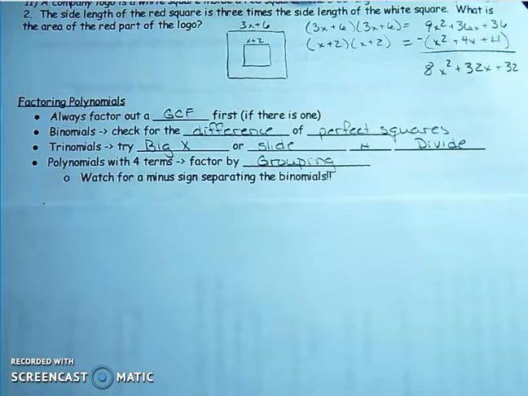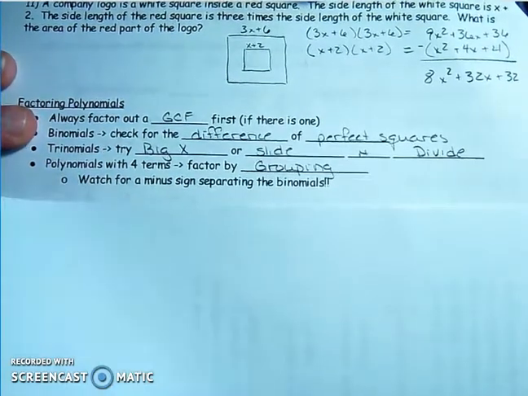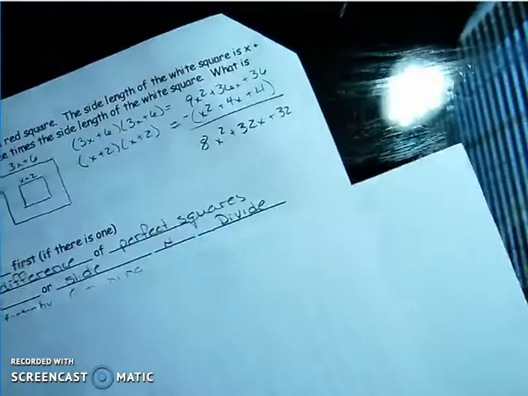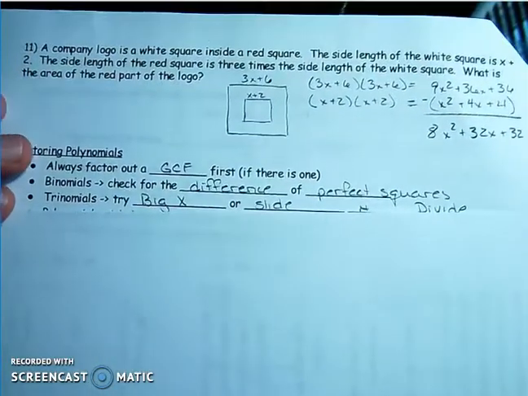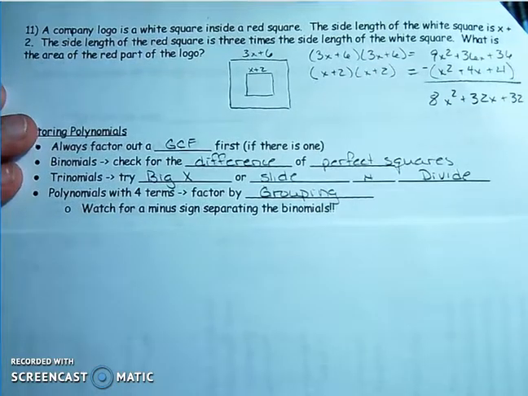If we have 4 terms, we're going to factor by grouping, which is where you split it down the middle and do GCF twice. Be careful and watch for a minus sign when separating the binomials. Now take a few minutes and do the factoring problems, which are up to number 23. Pause the video and check your answers later.